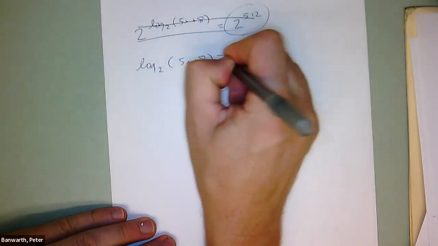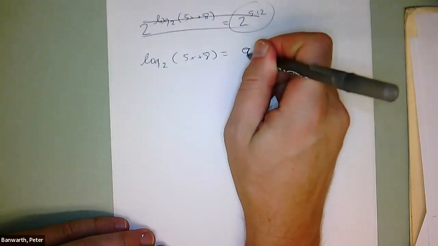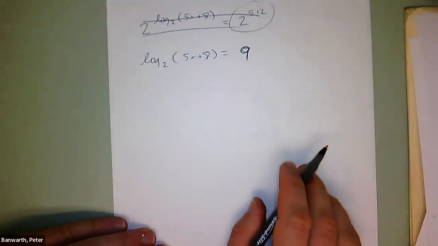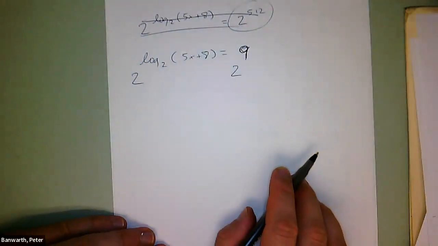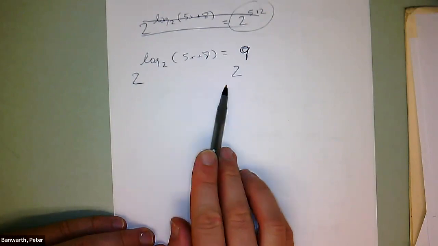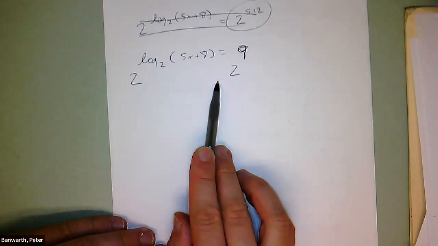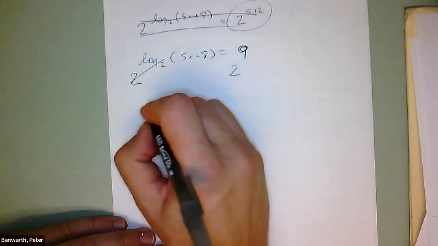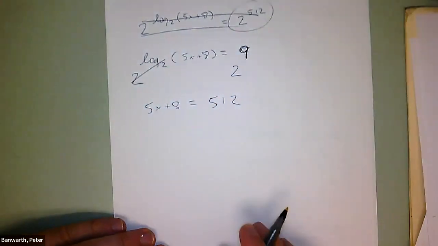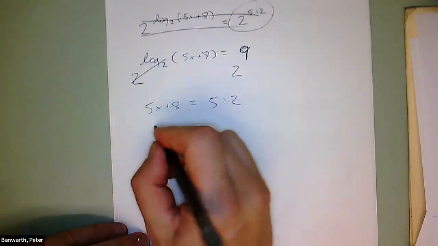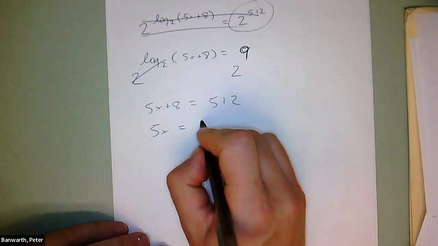Log base 2 of 5x plus 8 equals 7. That feels better. Or even 9. That's the number I wanted, 9. Okay, so now I'm going to raise both on top of the exponent. Oh, what I did just there is kind of sneaky. I want them to be exponents, so I just wrote 2 in the base. 2 to the log base 2 cancels, so I get 5x plus 8 equals 2 to the 9th. 2 to the 9th is the number 512, which is what I was going for in the first place. And now this is just a nice linear equation.